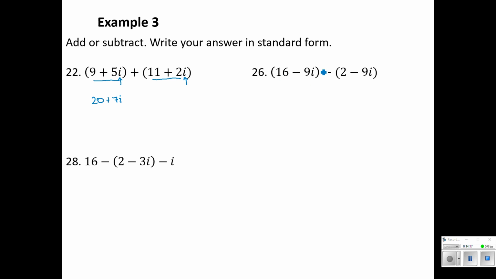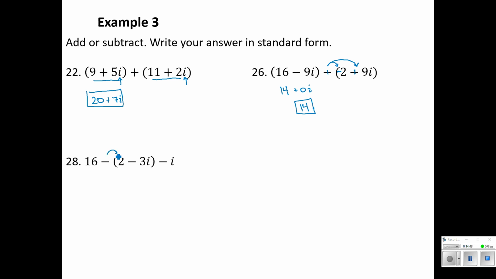For 26, the process stays the same for subtraction, except now, just as if these were expressions, we distribute that negative, minus 2 plus 9i. So 16 and negative 2 is 14 for the real part. Negative 9i and positive 9i gives me plus 0i for the imaginary part. Oh, that is a nice, clean 14. I can box up that solution.